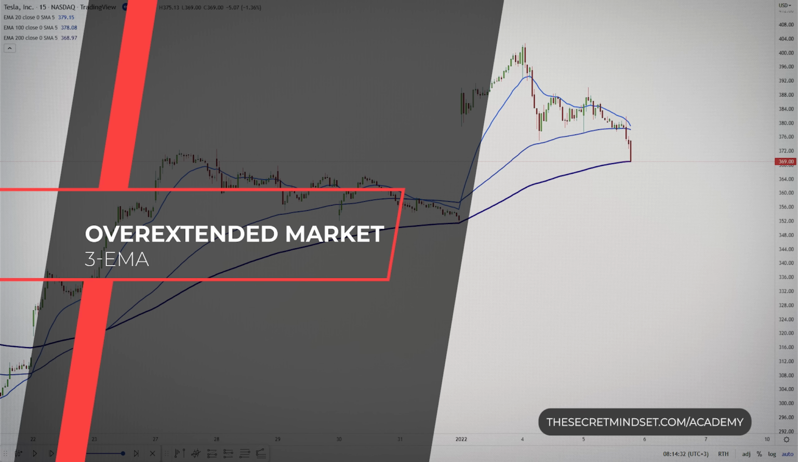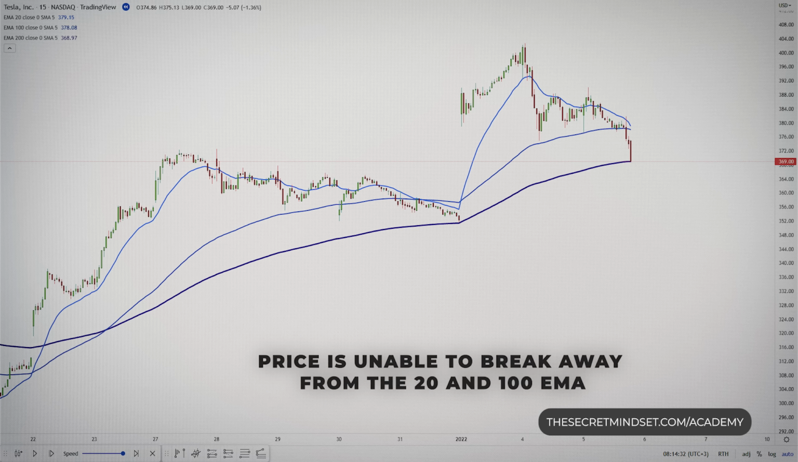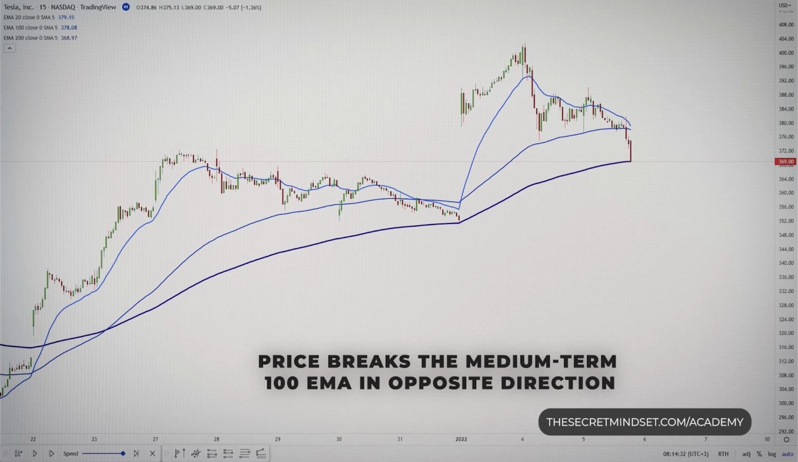When the market is overextended, the trend will offer some signals that it might reverse. First one, and the most important one, price is unable to break away from the 20 and the 100 EMAs. You'll see price hanging around this area. Price doesn't have the power to move. Also, price breaks the medium-term 100 EMA in the opposite direction. When you see these two signs, be ready for a possible reversal.